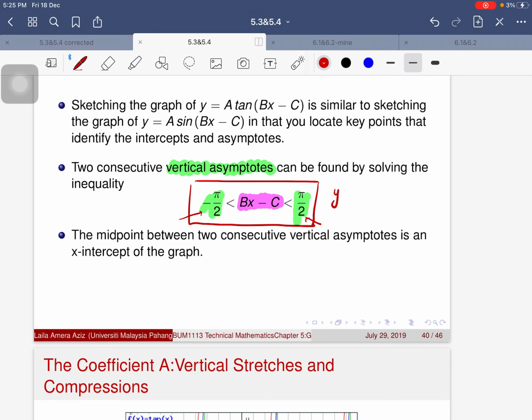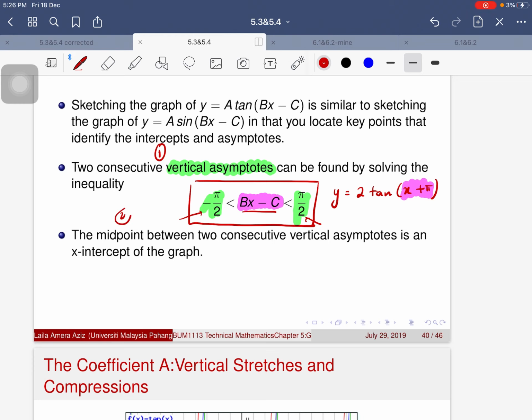For example, let's say I have a function y equals tangent of x plus pi. Where is going to be my bx minus c? Whatever goes in the bracket after the tangent is going to be considered your bx minus c. When you simplify this inequality and solve for x, you find what value x is going to equal. These two values right here are going to be your asymptotes. I'm going to show you that in the calculation later. That is how you solve the inequality, and that is going to be the first characteristic.